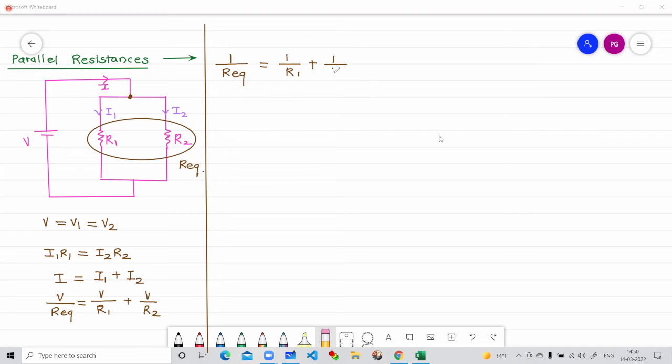So whatever n number you are having in parallel, you just keep on adding. And in short, if you are talking about two parallel resistances, very well you can write R equivalent is equal to multiplication in the numerator, so it goes on top. So R1 into R2 divided by R1 plus R2.